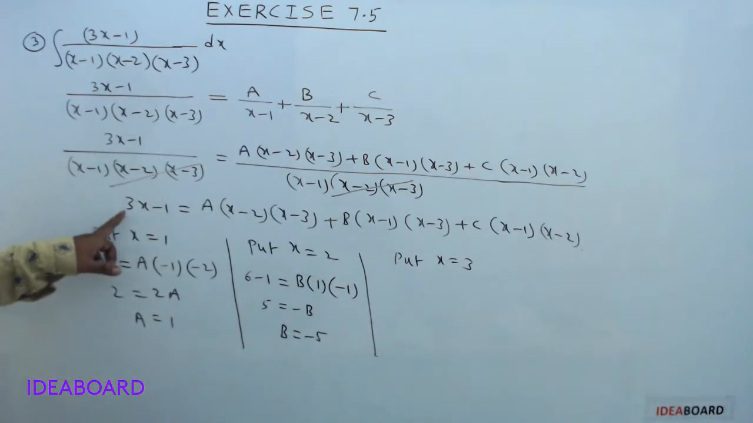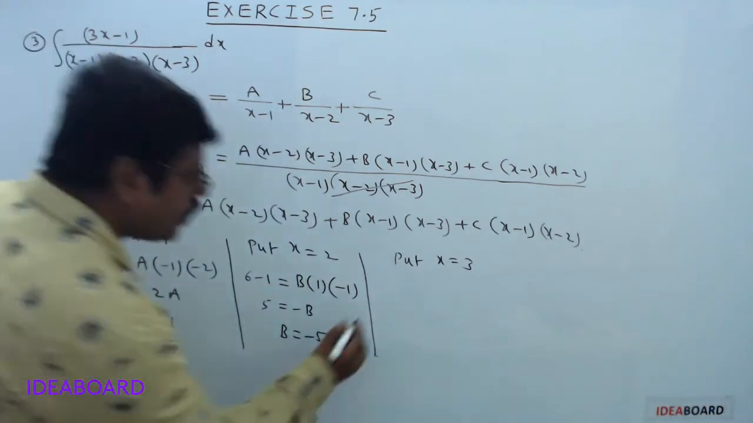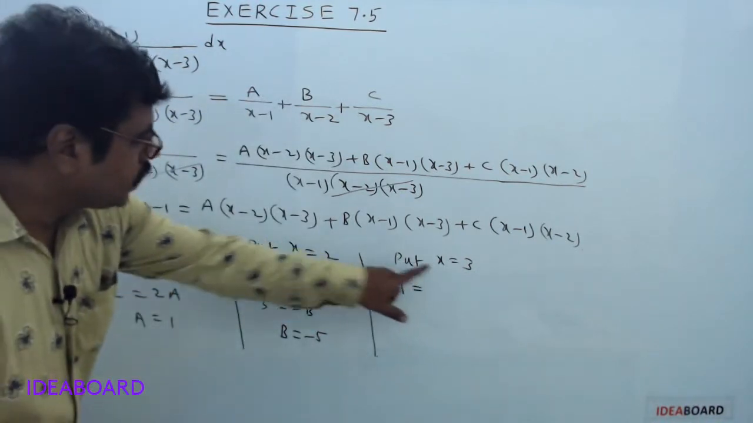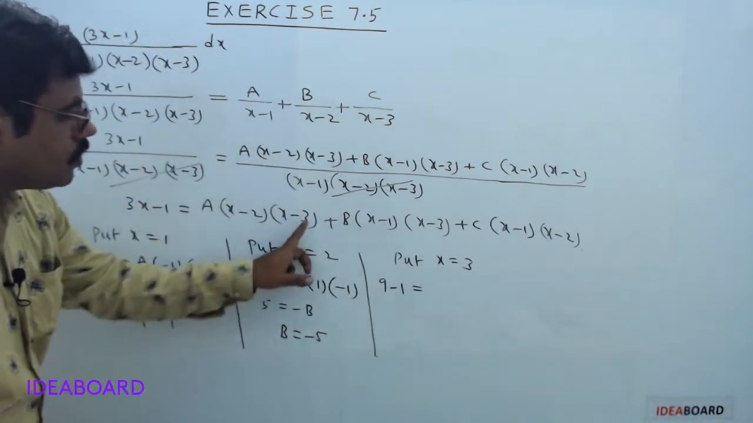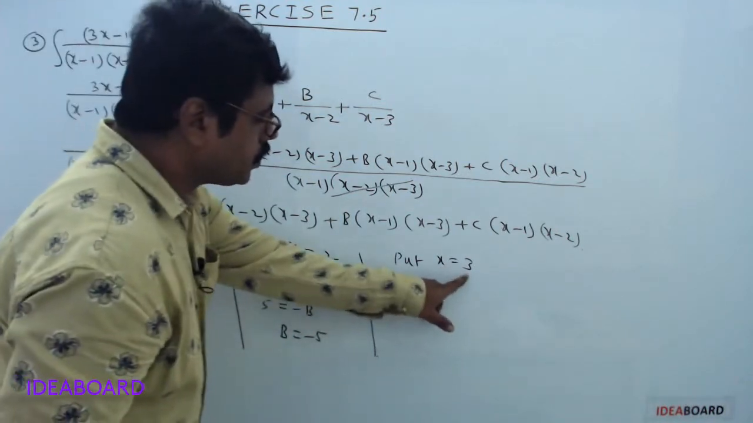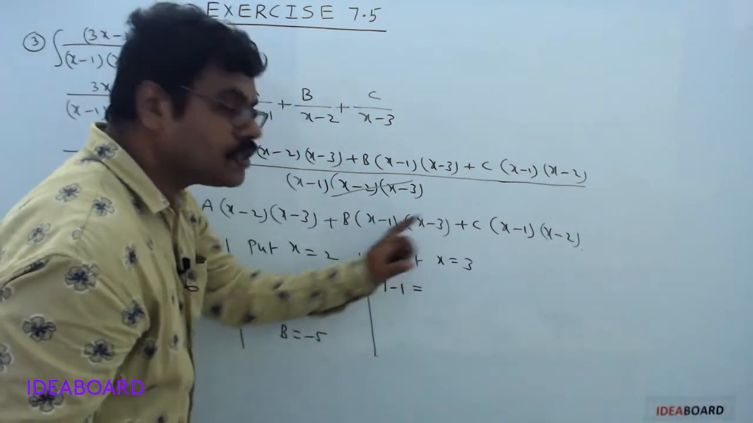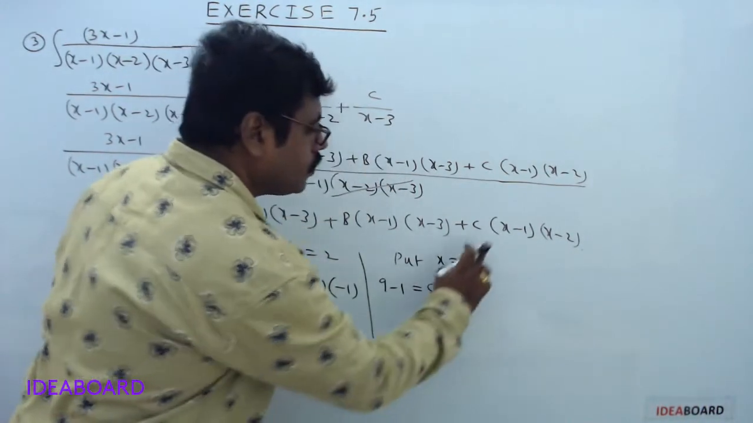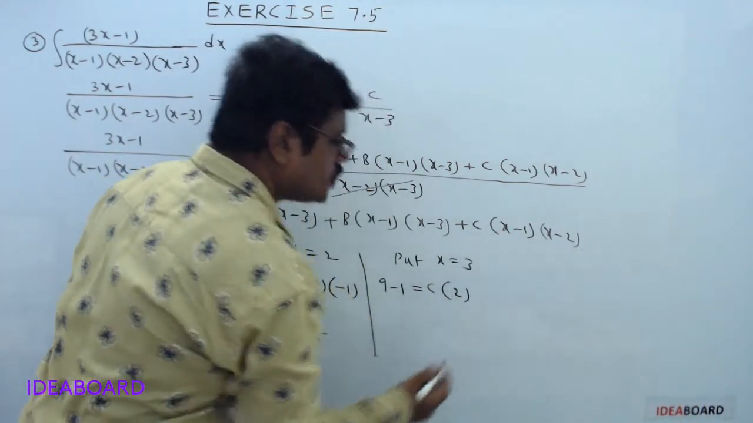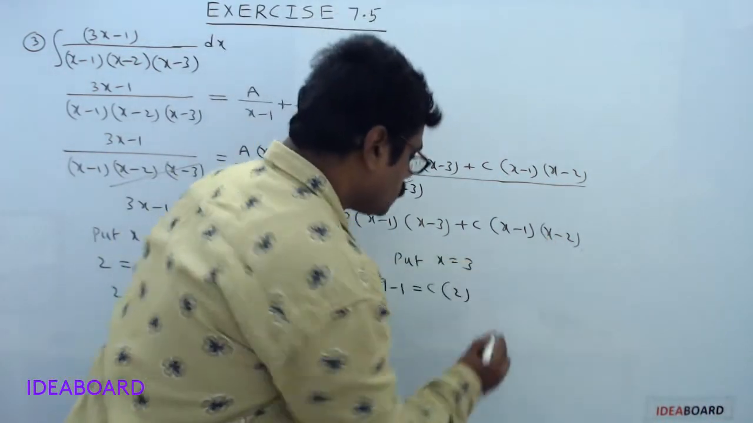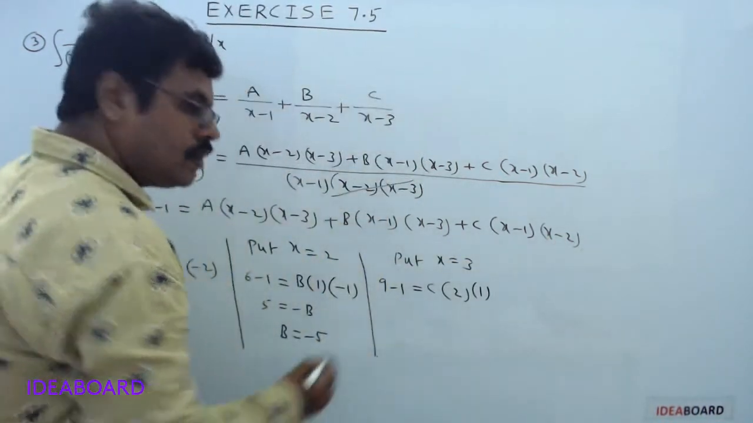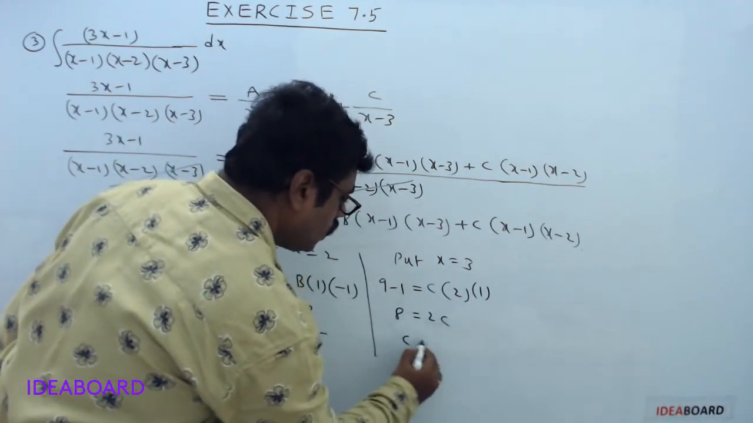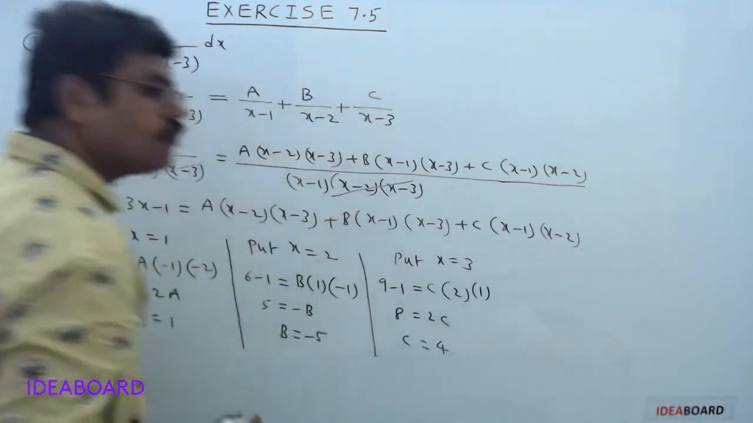Now come to the left hand side, 3 into 3, 9. So 9 minus 1 equals, by substituting x equal to 3, this first term will be 0. By substituting x equal to 3, the second term is also 0. Now come to the third term, c into 3 minus 1, that is 2 into 3 minus 2, 1. Now 9 minus 1, 8 equals 2c, therefore c equals 4.